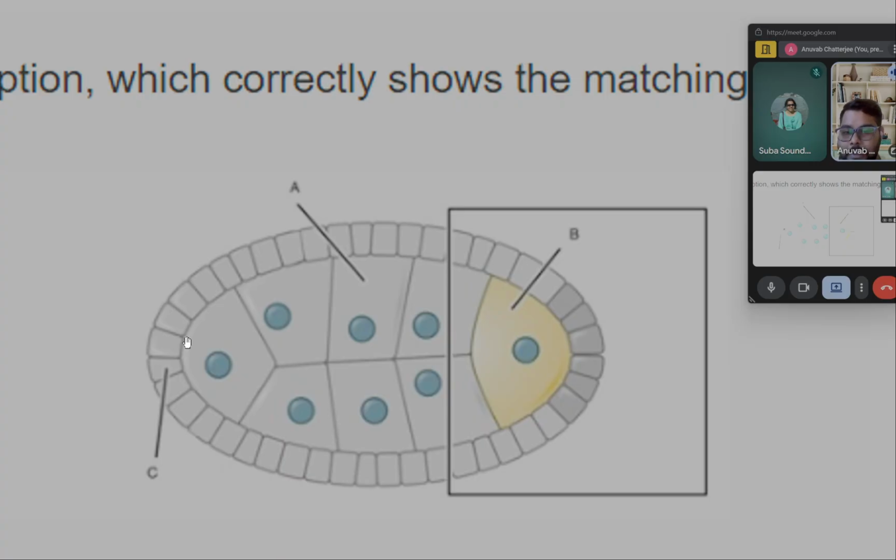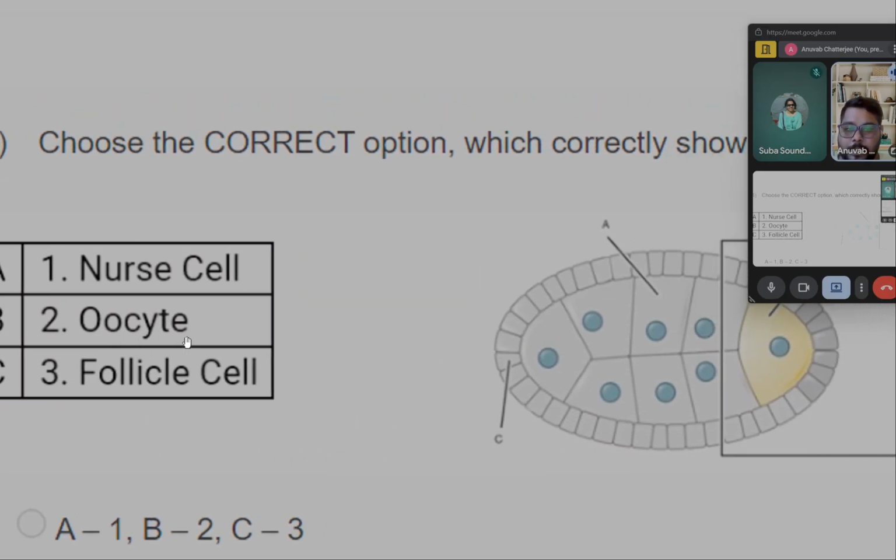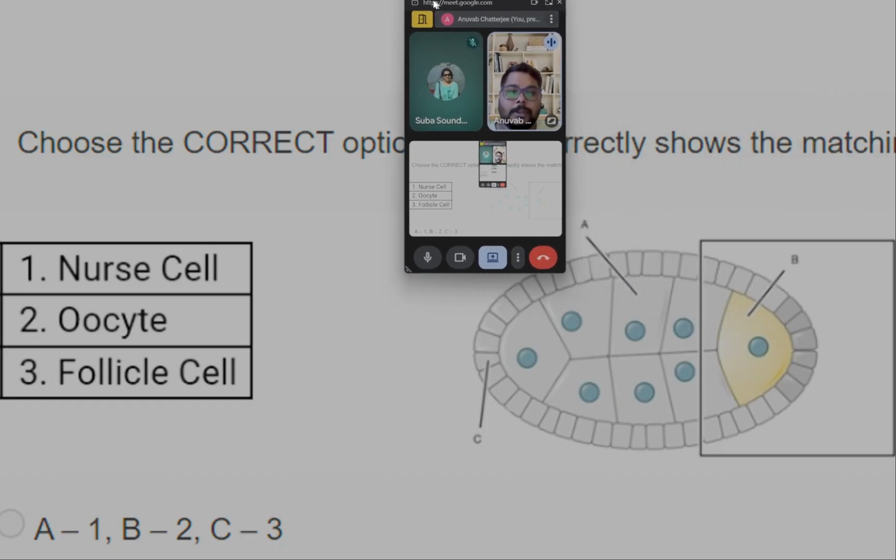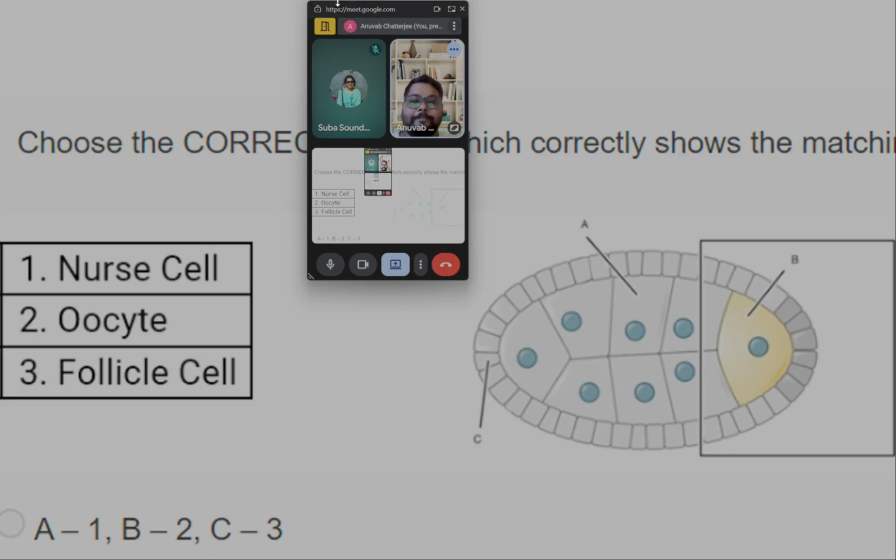So the options are nerve cell, oocyte, and follicle cells. I'll just shorten it a bit, and yes, now we can cover both of them. So we have the options just here.